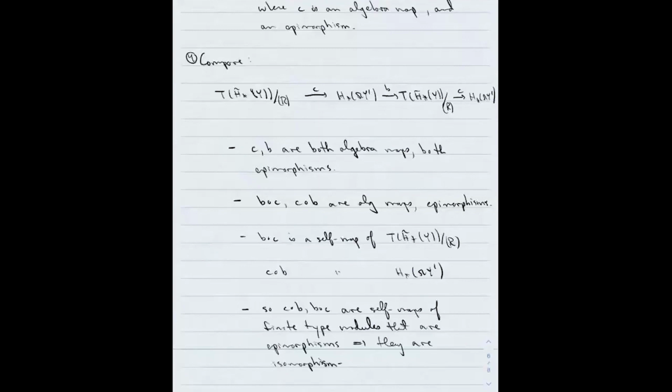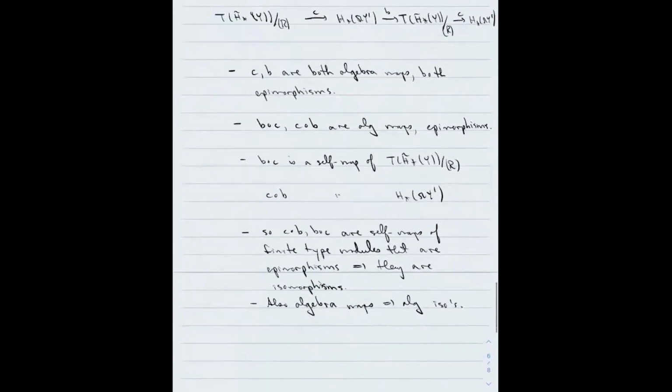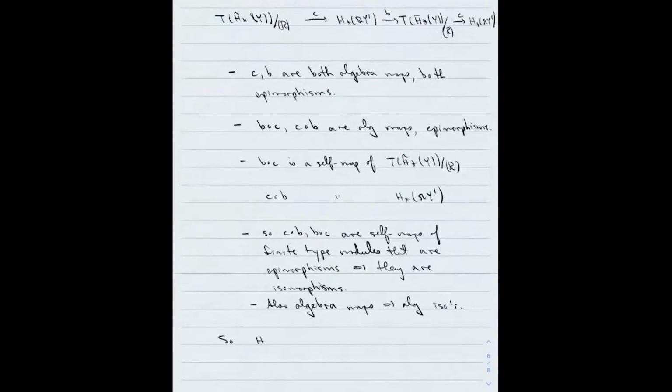This is module isomorphism, right? But they're also algebra maps. So they're algebra isomorphisms. Right? In particular, we end up with the homology of loop Y prime being isomorphic as an algebra to this tensor algebra on the reduced homology of Y, quotiented out by this ideal. Right, so that was the argument.